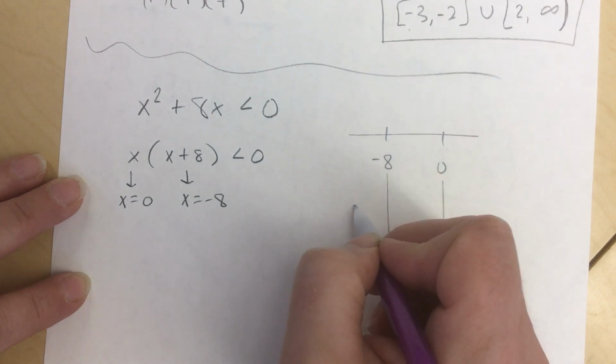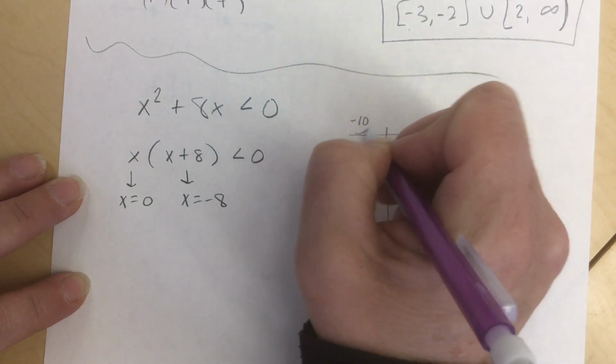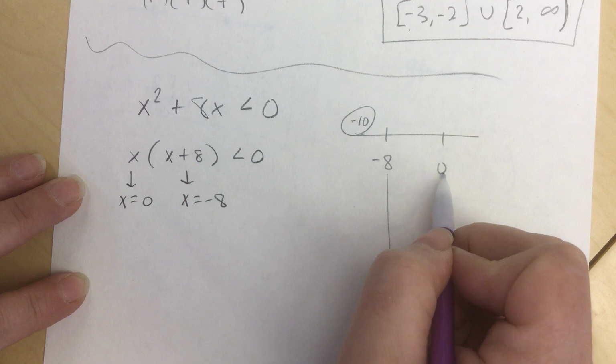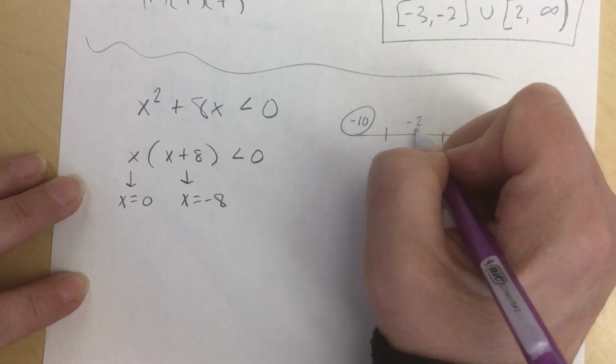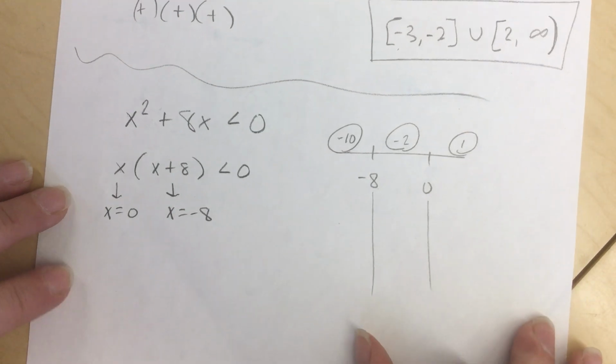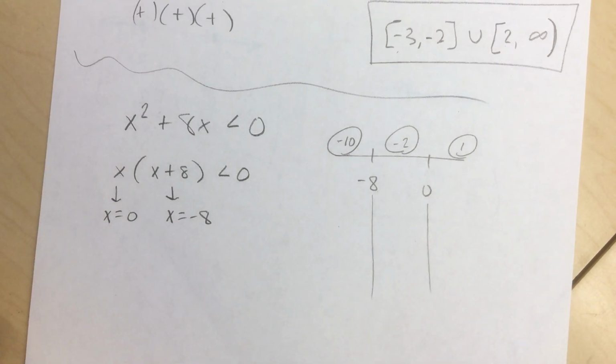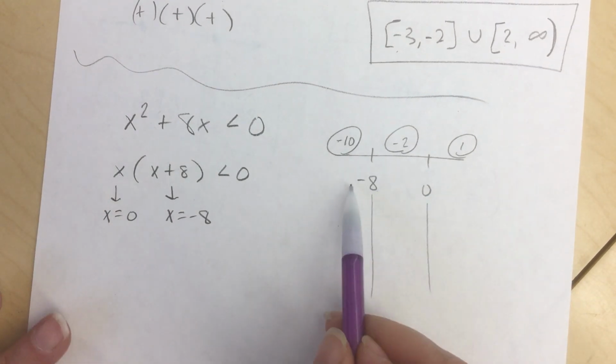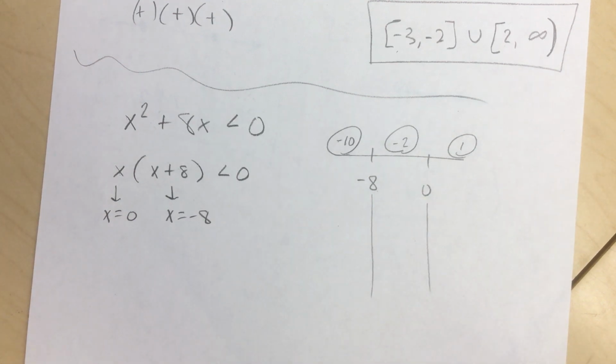So I need something less than negative 8, so I'm going to pick negative 10. Something in between 0 and negative 8, I'm going to pick negative 2. Something bigger than 0, I'm going to pick 1. Any number in that section will work. So I purposely picked something besides just negative 9 to show you that it doesn't matter.